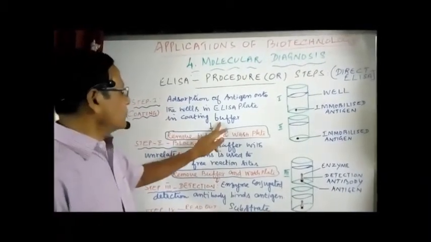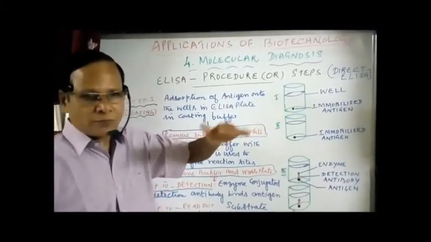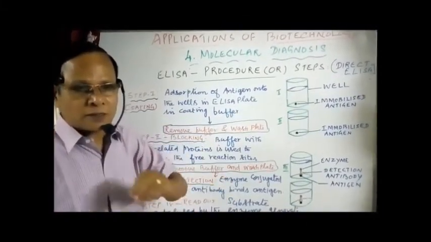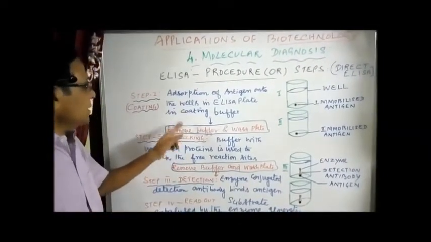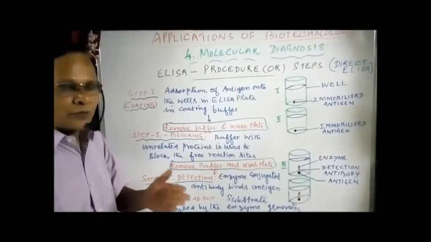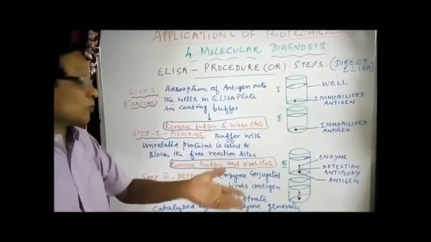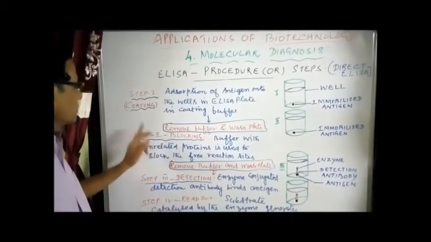The ELISA plate is in coating buffer, which is a buffer solution. Only with the buffer can we add the antigen, not directly to the well. After that, we have to remove the buffer and wash the plate, and place the plate once again. Step 2, blocking. This is coating, now this is blocking.